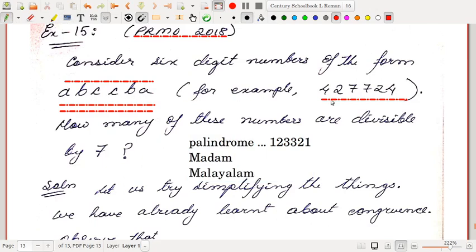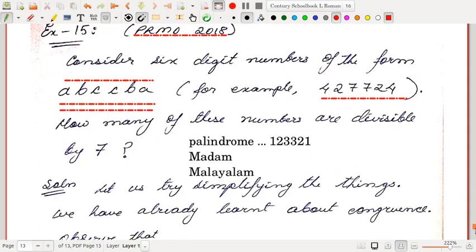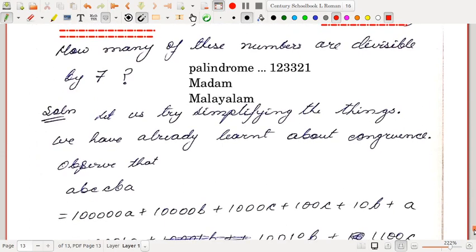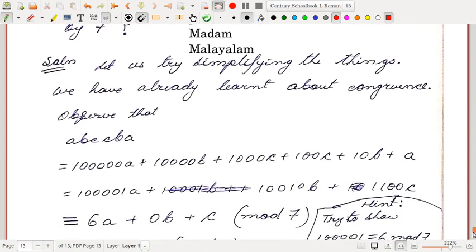So these are palindromic numbers of 6 digits. How many of these numbers are divisible by 7? You have to find how many such numbers are divisible by 7. So we need some divisibility concept here also. Let us try simplifying things. We have already learned about congruences, so we will try to simplify using congruences.